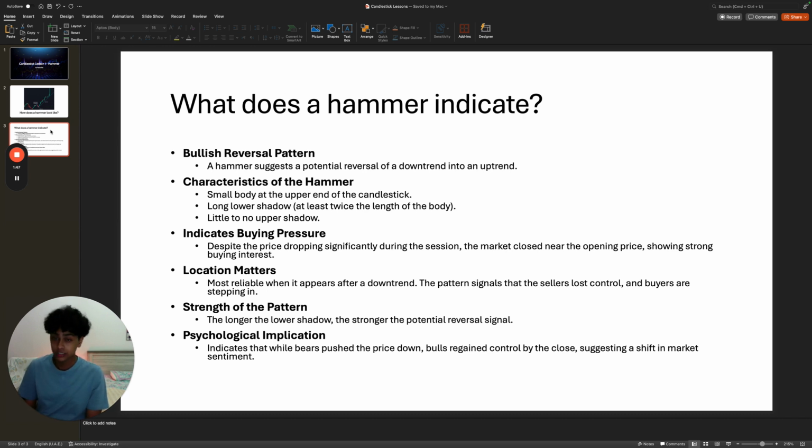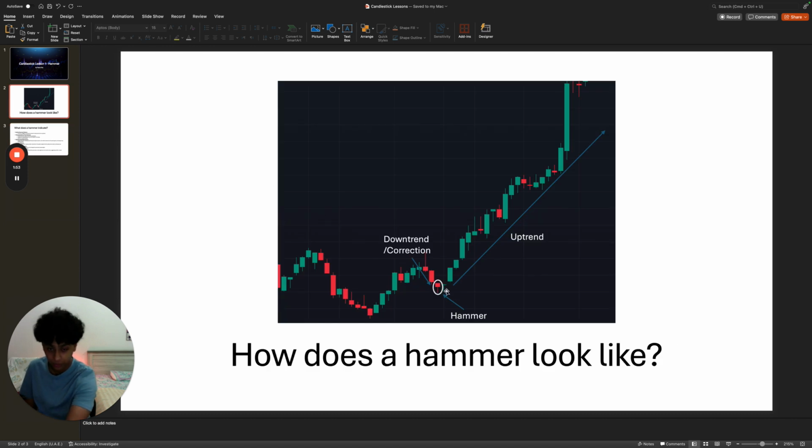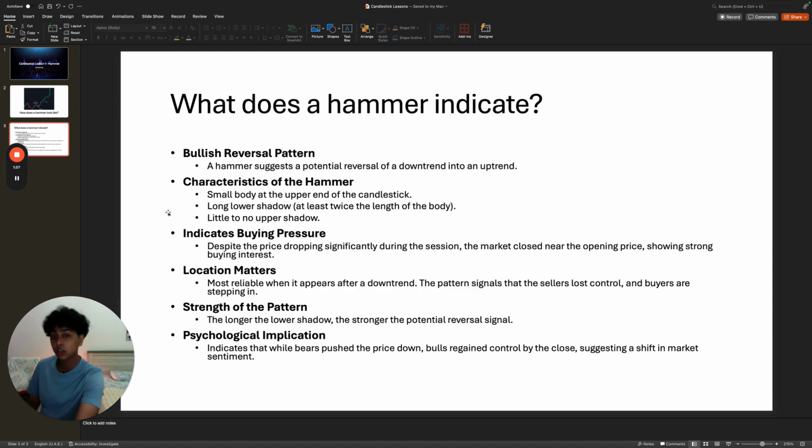The characteristics of the hammer are it has a small body at the upper end of the candlestick. So if we go back here, we can see at the upper end of the candlestick, there is a small body. It has a long lower shadow, and it's typically at least twice the length of the body. That's usually the consensus. And ideally no upper shadow, but a little bit of upper shadow is acceptable.